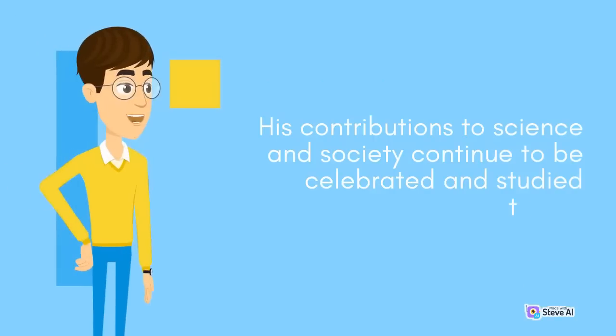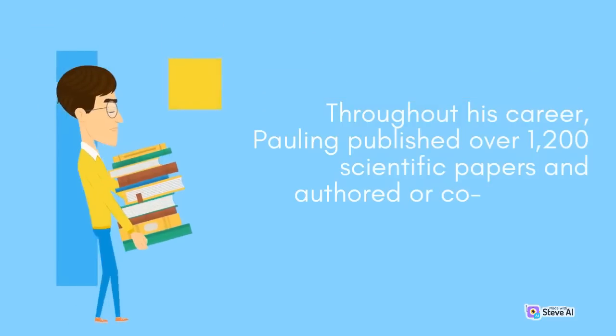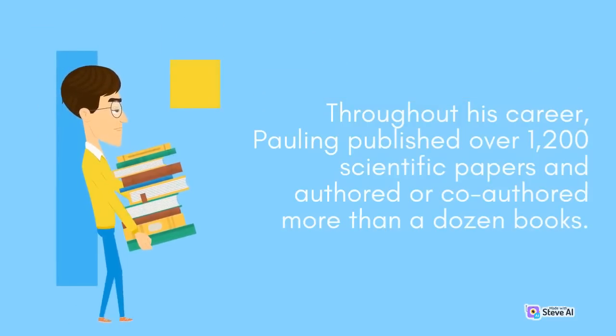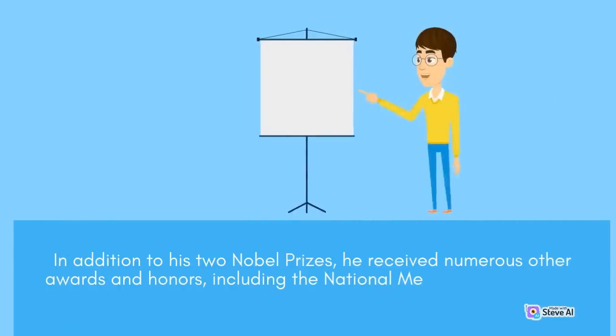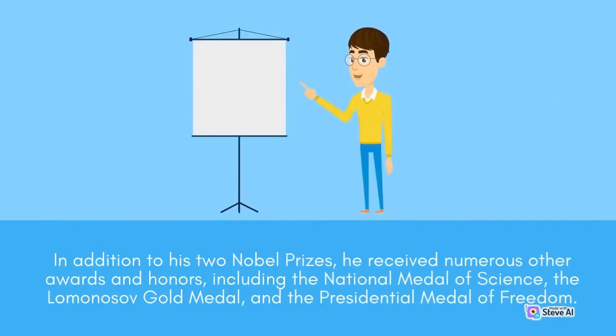His contributions to science and society continue to be celebrated and studied today. Throughout his career, Pauling published over 1,200 scientific papers and authored or co-authored more than a dozen books. In addition to his 2 Nobel Prizes, he received numerous other awards and honors, including the National Medal of Science, the Lomonosov Gold Medal, and the Presidential Medal of Freedom.